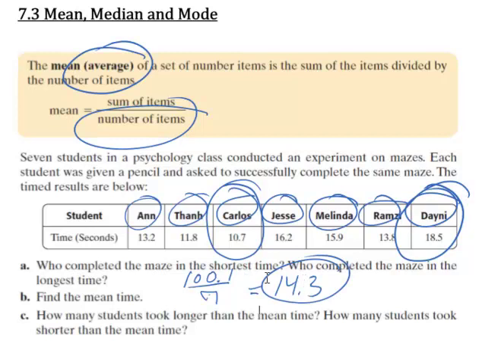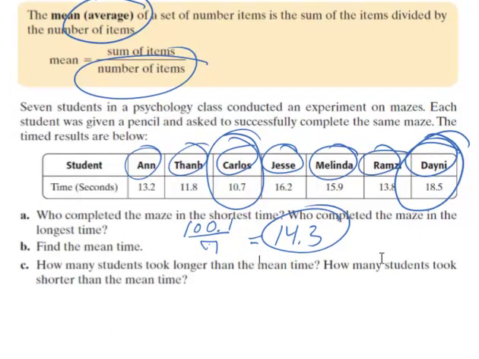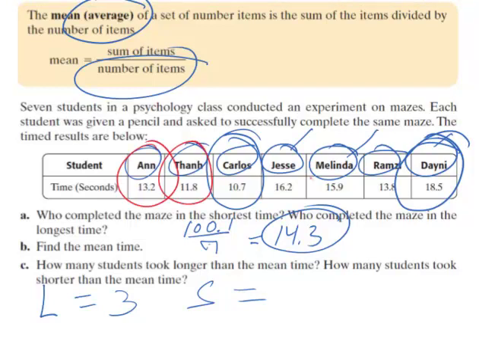Okay? Now, the next question here says, how many students took longer than the mean time and how many students took shorter? So how about if we do this? How about if we say L for longer? How many people took longer than 14.3? I would say 1, 2, 3 of them. And then S for shorter, how many took less than 14.3? Then I would say 1, 2, let's see, 3, and Carlos makes 4. And there we go.